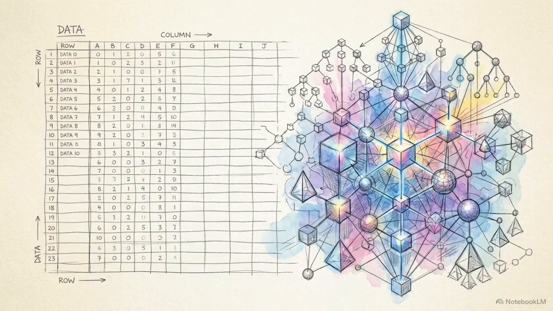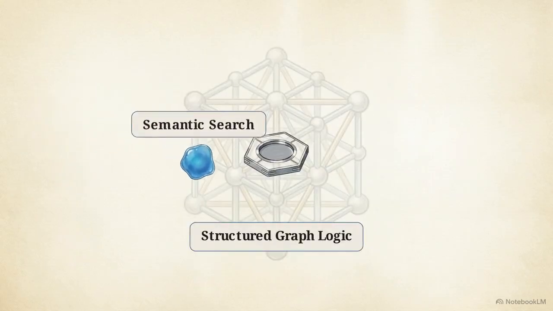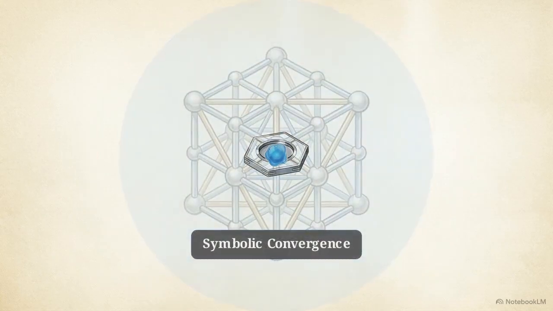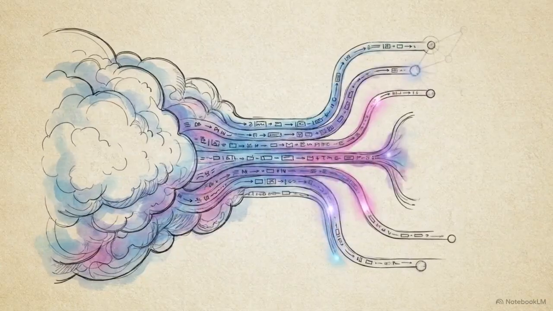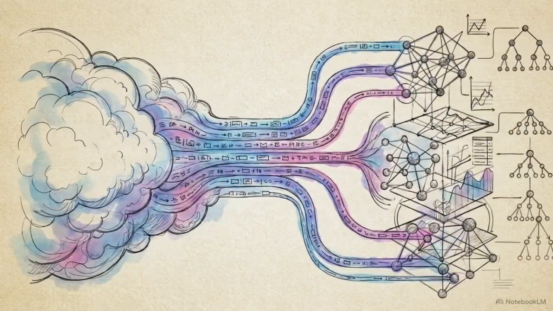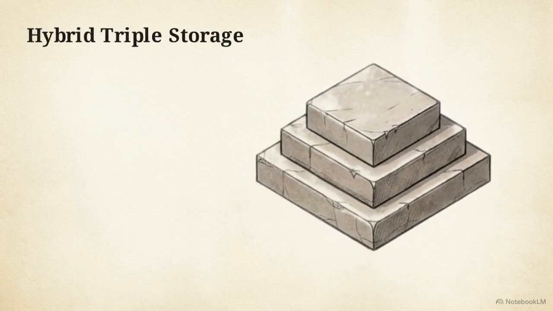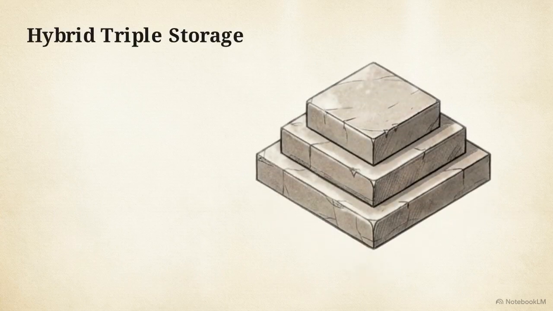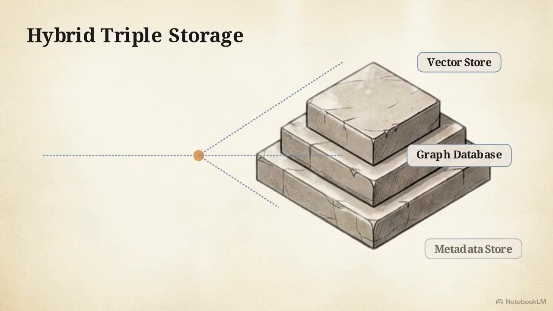Building true agentic cognition means moving away from flat databases. Developers must adopt memory systems that natively merge semantic search with structured graph logic. SmartMemory is the engineered implementation of this hybrid theory, designed to give AI agents reliable, persistent recall. The system operates on a physical architecture called hybrid triple storage. It distributes incoming information across three parallel systems: a vector store, a graph database, and a metadata store.